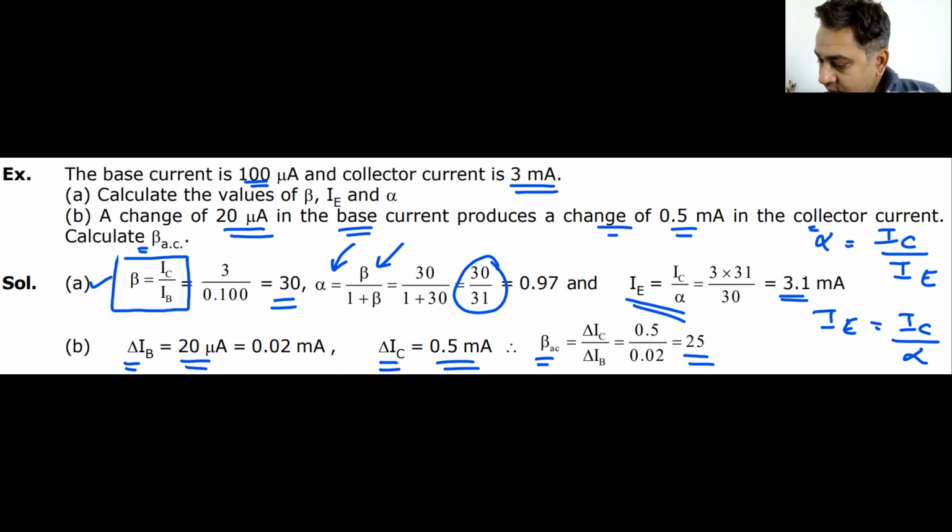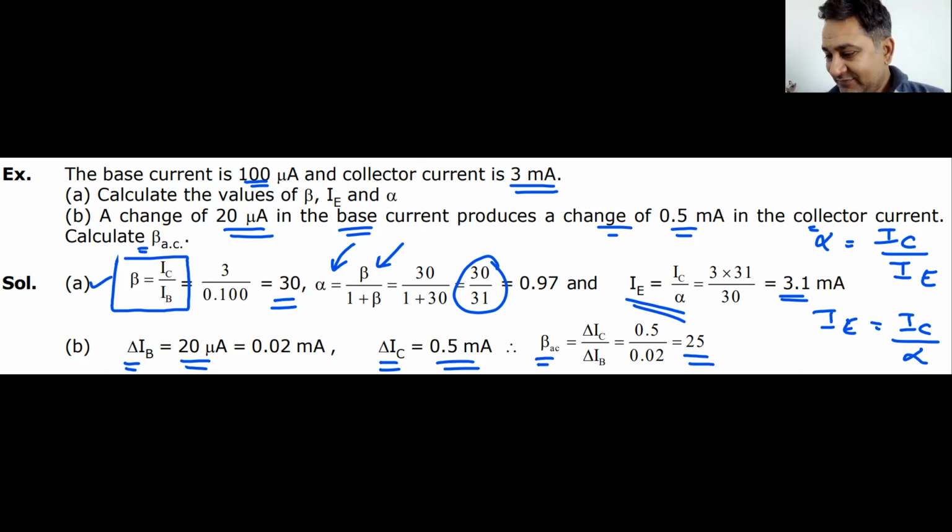Sir, for IE, 3 into 31. Yes, for IE is equal to IC by alpha. 3 into 31 by 30. Correct. I can't tell you that. If you can't divide a number by a fraction, that would be a problem. IC divided by alpha. Alpha is 30 divided by 31. So that 31 will go in the numerator. This is fourth standard stuff.